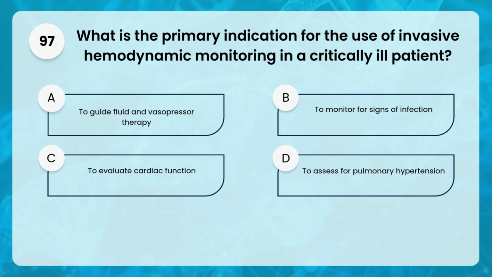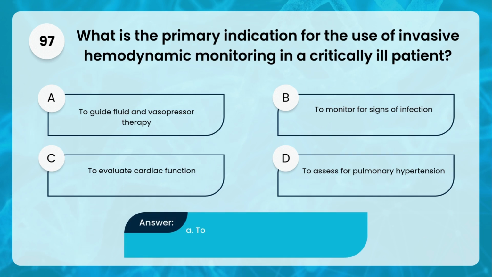A. To guide fluid and vasopressor therapy. B. To monitor for signs of infection. C. To evaluate cardiac function. D. To assess for pulmonary hypertension. The answer is A. To guide fluid and vasopressor therapy.